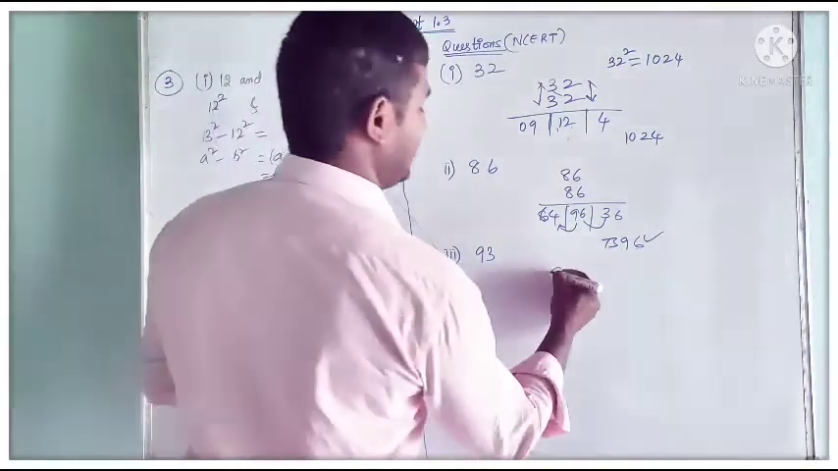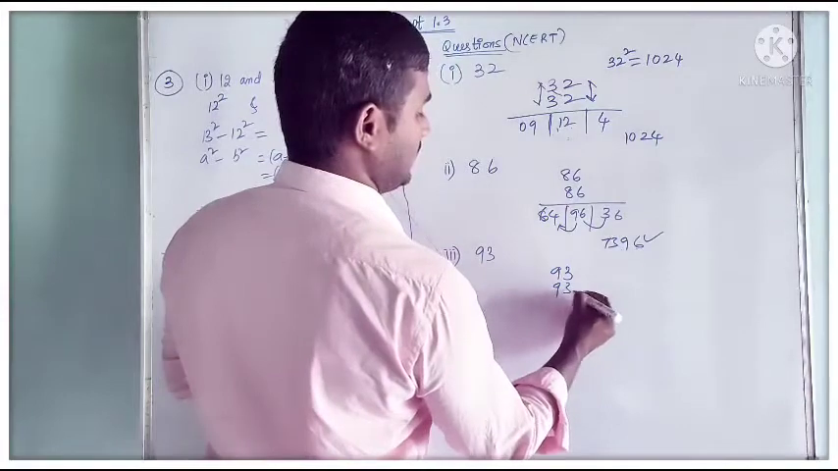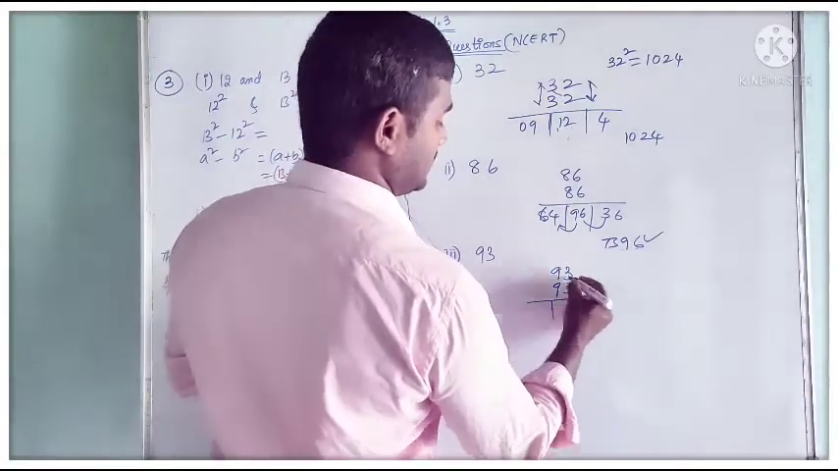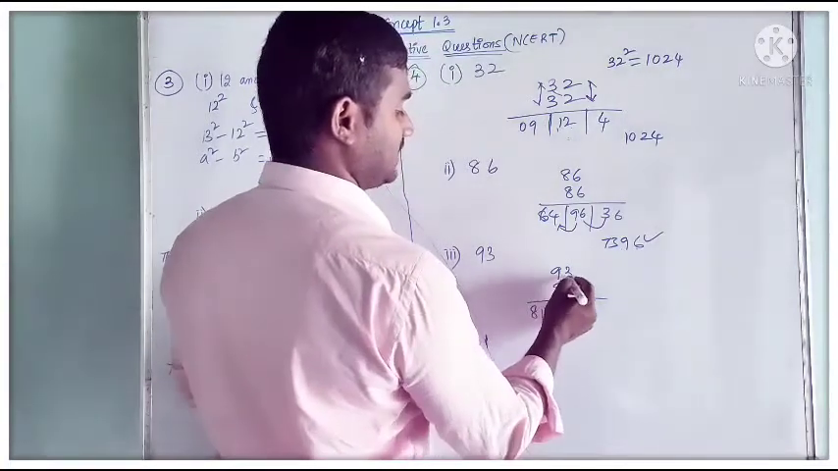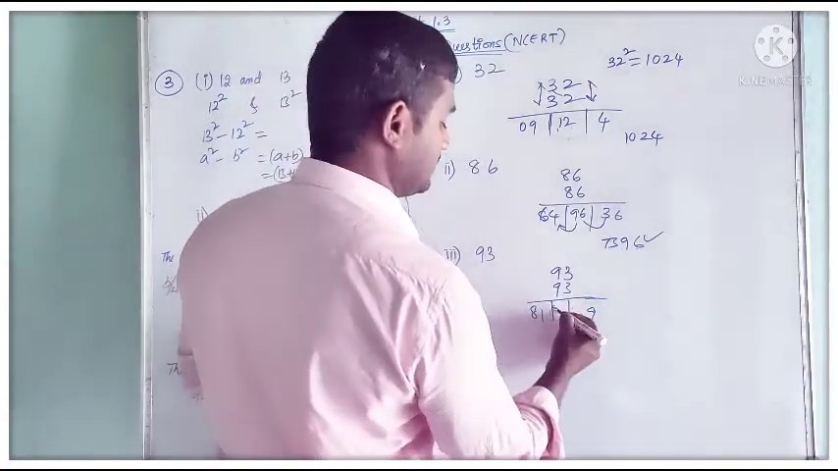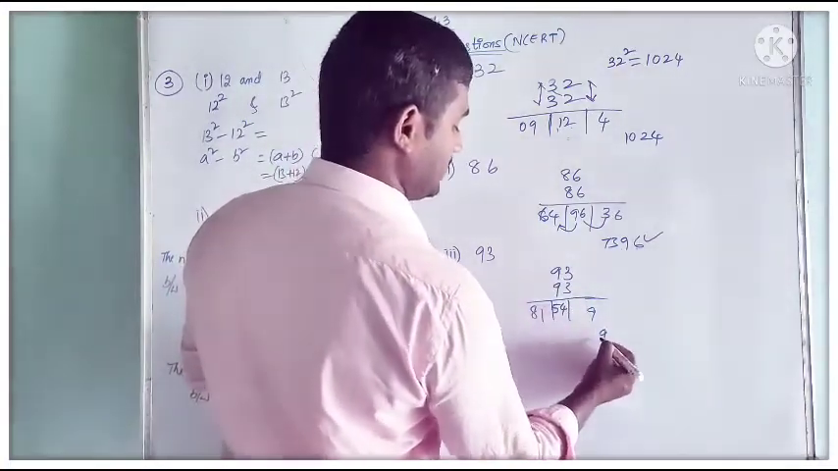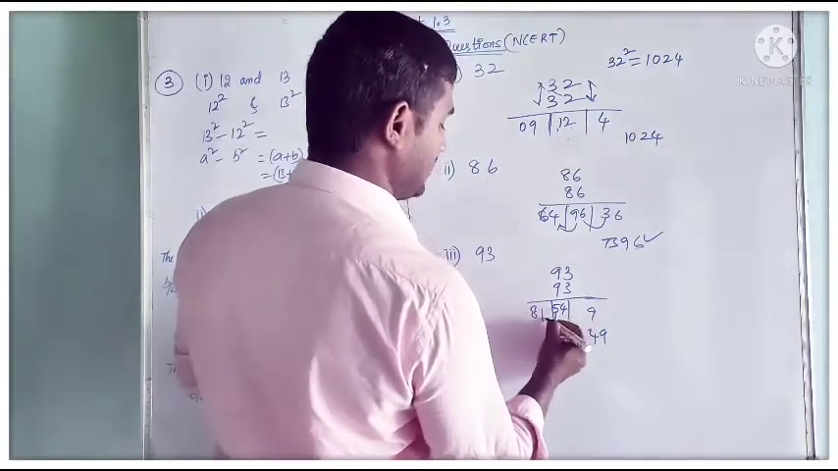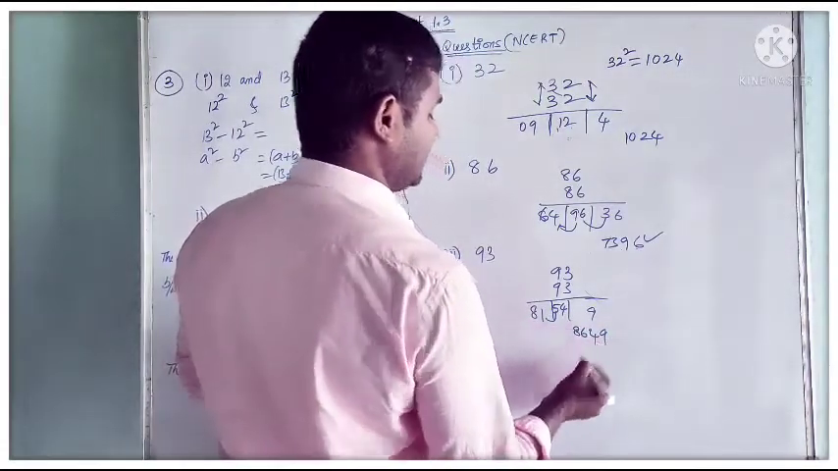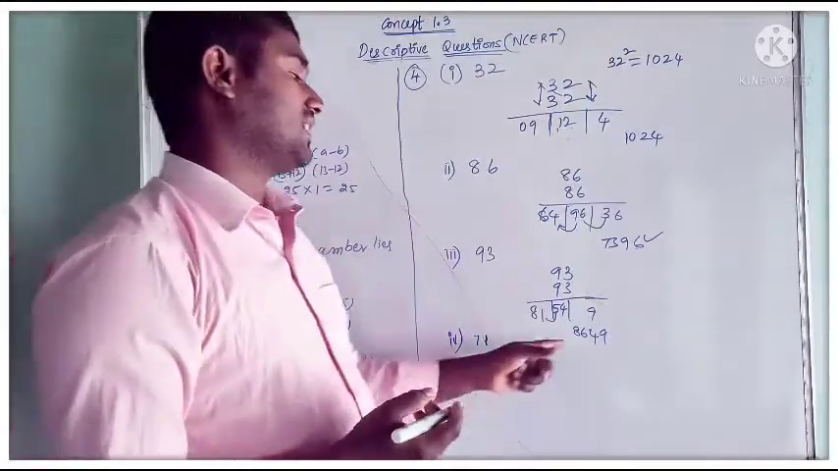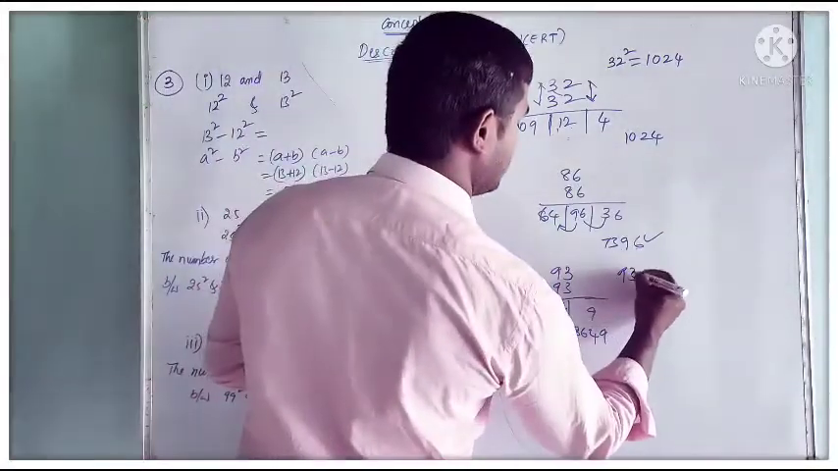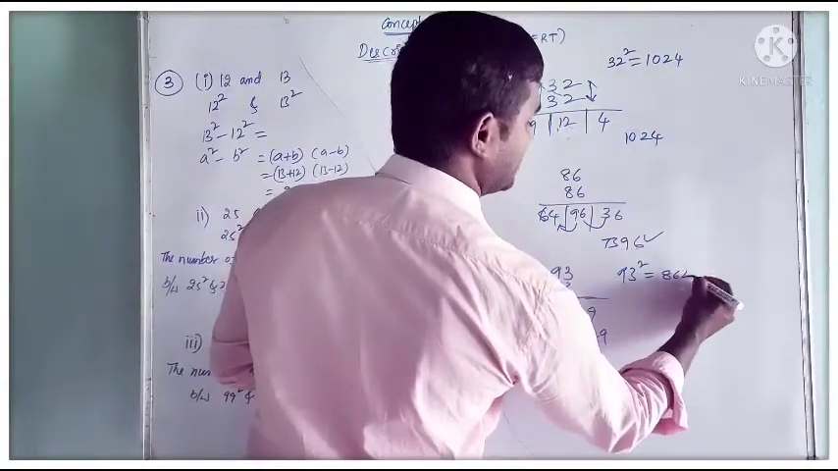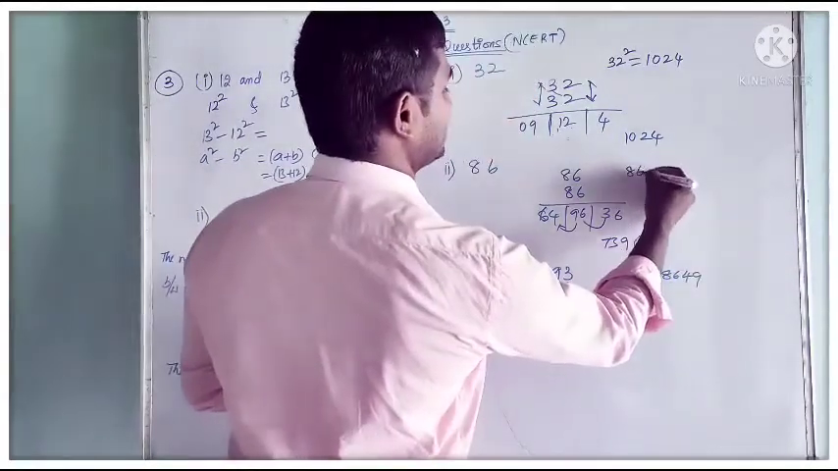Next, 93 into 93. So three boxes, 3 threes are 9, 9 nines are 81. 9 threes are 27, 9 threes are 27. 27 plus 27, 54. So now 9, 4, this 5 is carried over here, 81 plus 5, 86. 8649 is the square of 93. So 93 square equal to how much? 8649.